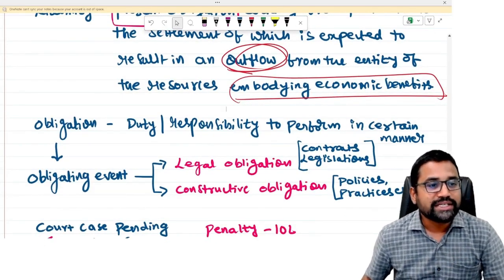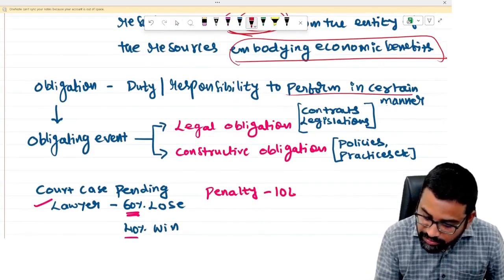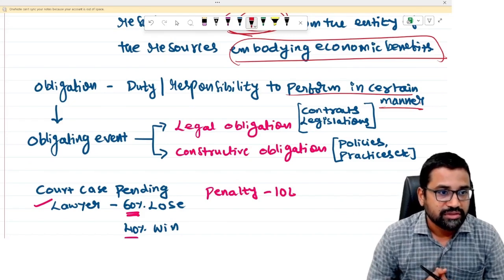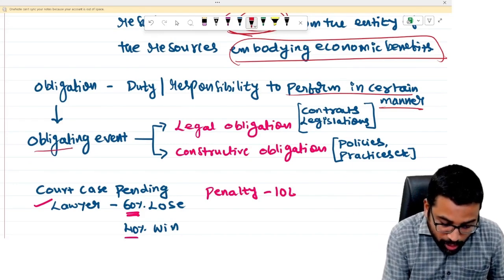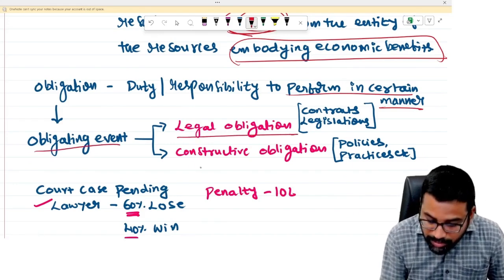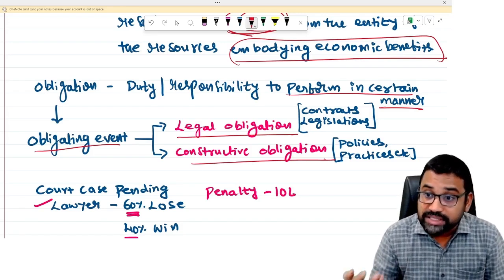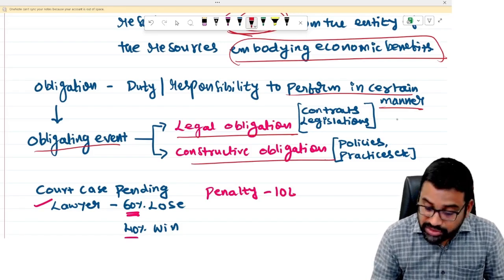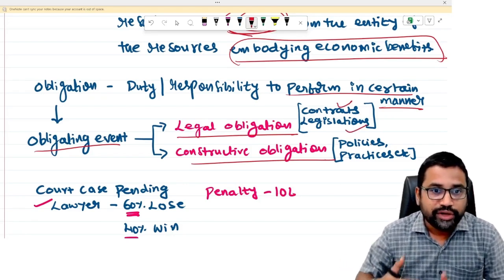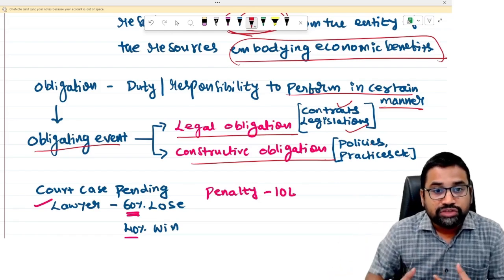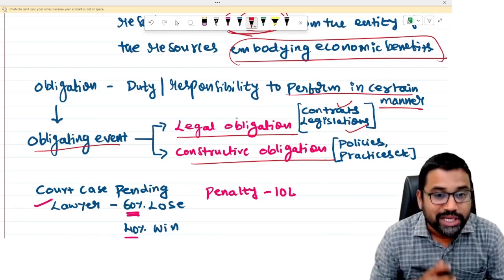Now, sir, what is obligation? Because you said it is a present obligation. An obligation means a duty or responsibility to perform in a certain manner. And this obligation comes from an obligating event. What is an obligating event? It means a legal obligation or maybe a constructive obligation. Constructive obligation arises because of the policies or practices you follow. Legal obligation arises because of contracts, legislation, or law. For example, your company entered into a contract. If you breach the contract, according to the contract you need to pay some penalty to the other party. It's a legal obligation.